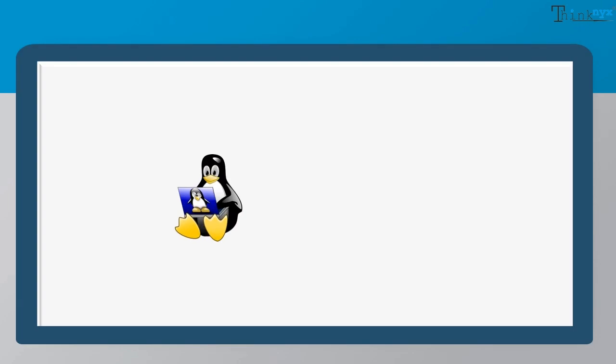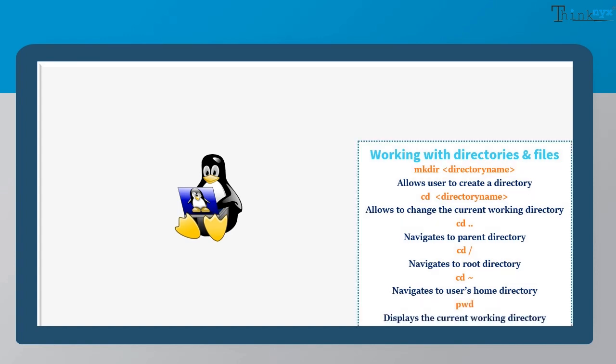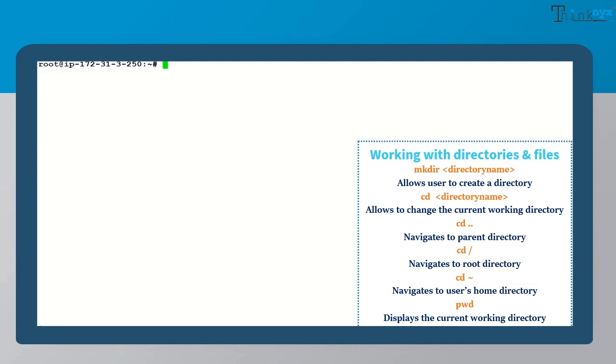Now let's discuss some of the common commands used in the Linux terminal for working with directories and files. mkdir directory name allows the user to create a directory. cd directory name allows you to change the current working directory. cd double dot navigates to the parent directory. cd / navigates to the root directory. cd tilde navigates to the user's home directory. pwd stands for print working directory, which displays the current working directory. Now let's check out the demo of these commands on the terminal.